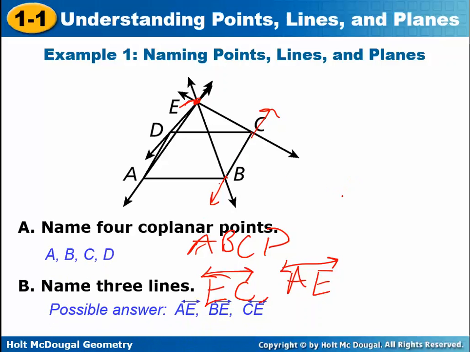And here's our possible solutions. AE, we got that one. BE, we talked about that one, but I didn't write it. Oh, here's another thing. The line EC is the same as the line CE. You can switch the order of the points on the line. If it's a line with arrows at both ends, it doesn't matter which order you write your points.